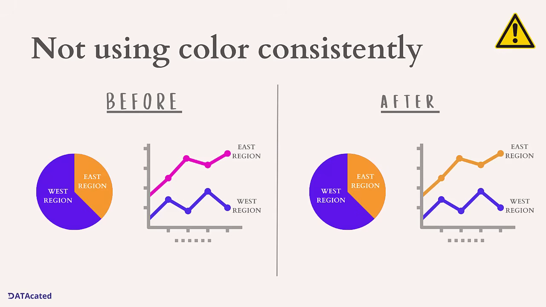This can cause much confusion to your audience as they'd expect the colors to consistently represent the same categories. You'll notice on the right-hand side that the after chart shows the same graphs and uses colors consistently for the 2 categories in both charts. This makes it easier for our audience to follow along with the data story.